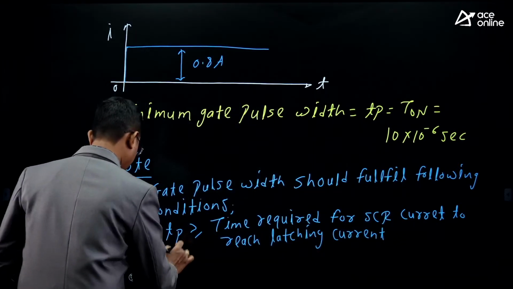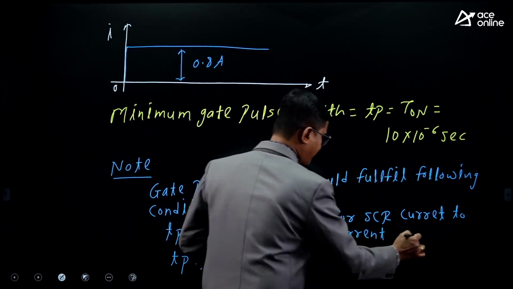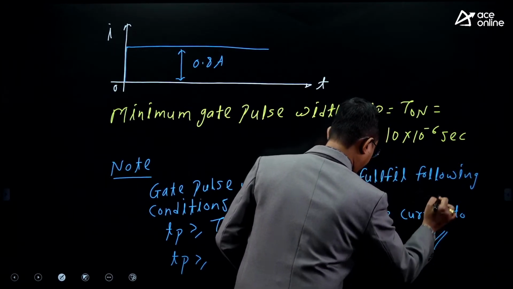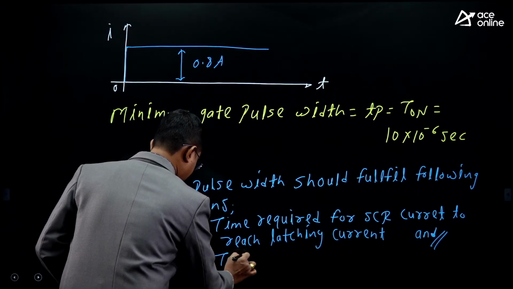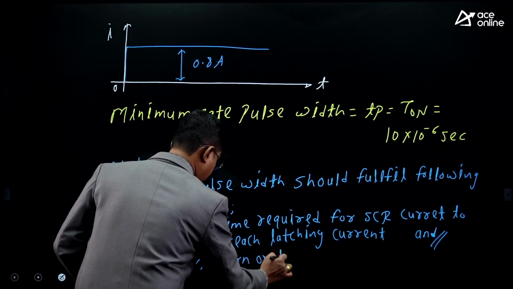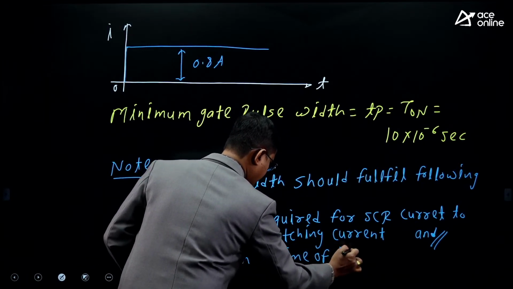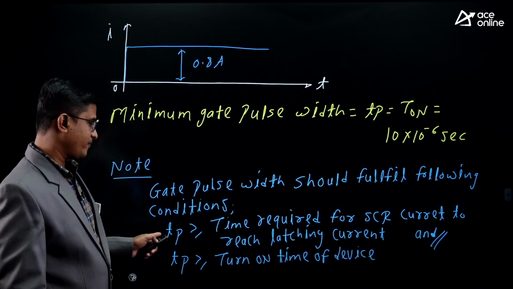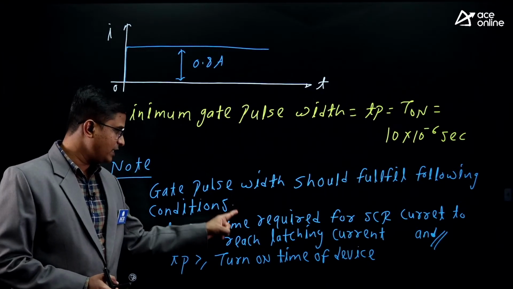And the second condition is Tp should be greater than or equal to the turn on time of the device. Here it should be 'and', not 'or'. So your SCR gate pulse width should fulfill these two requirements.